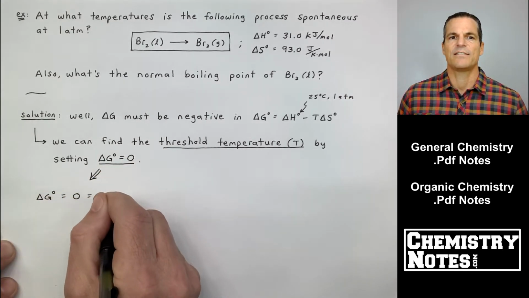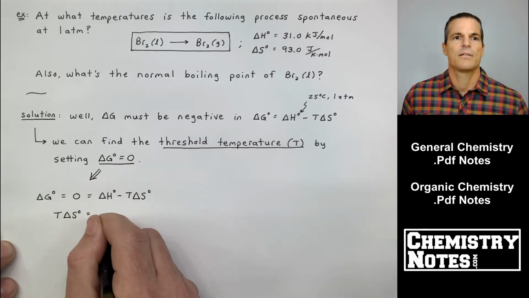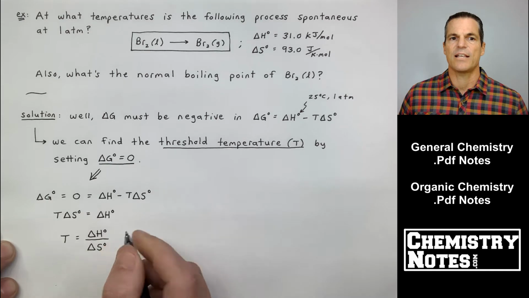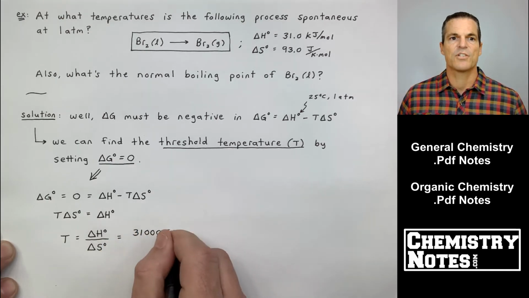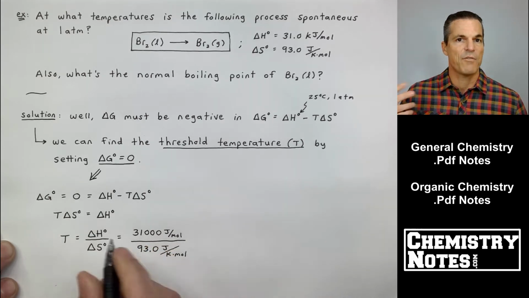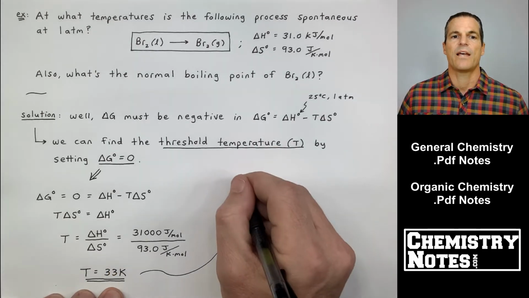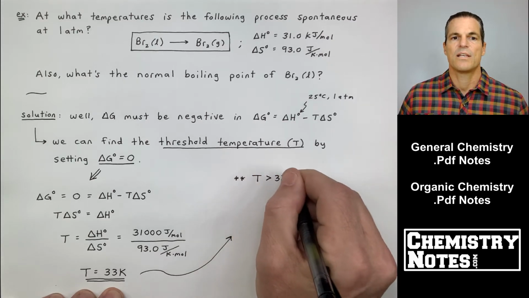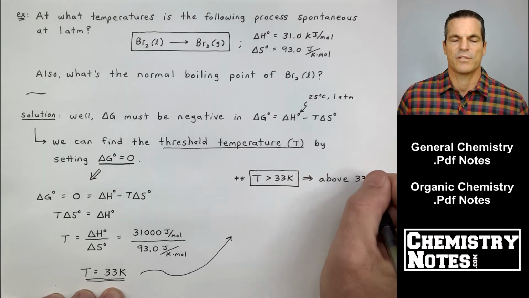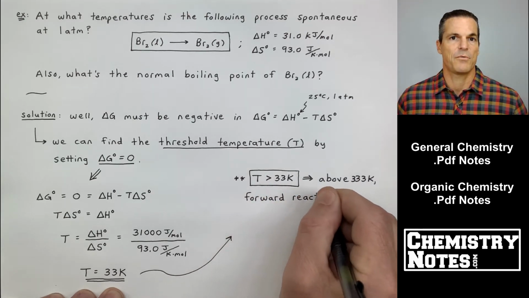If I set delta G equal to 0, right? Remember that little degree sign means we're at 25 degrees Celsius and 1 atm. So delta G equals 0 equals delta H minus T delta S. T delta S equals delta H. T therefore is delta H over delta S. Make sure I have everybody in joules. And we find out that the threshold temperature is 333 degrees Kelvin, sorry. So the temperature should be above 333 degrees Kelvin.